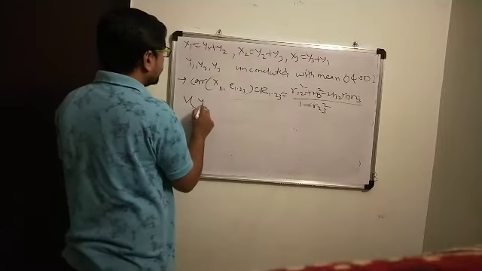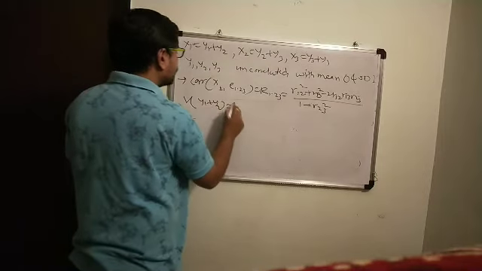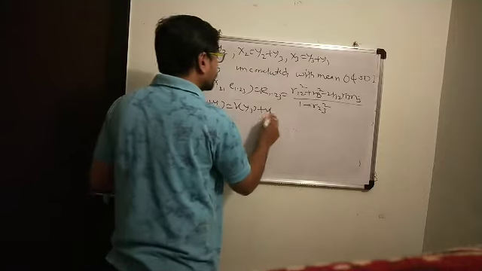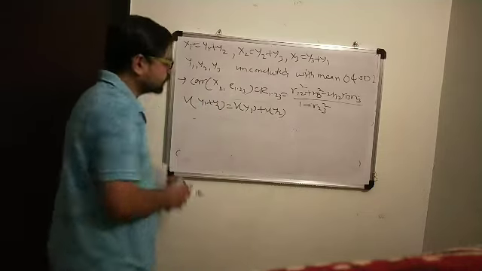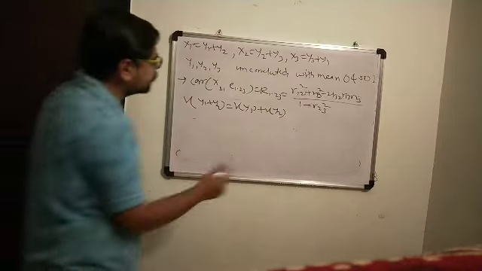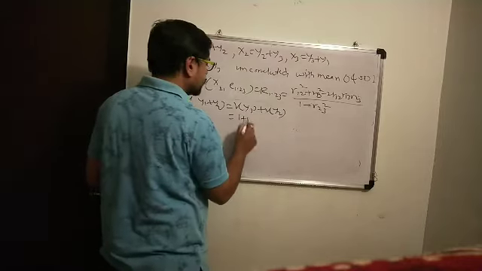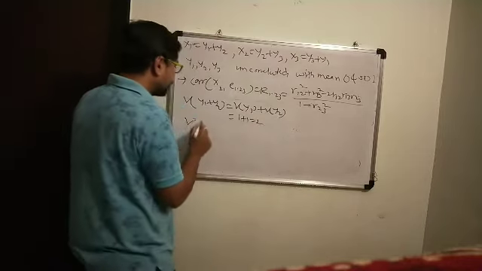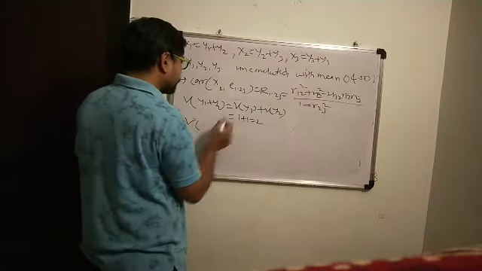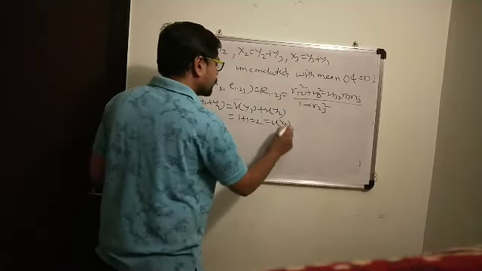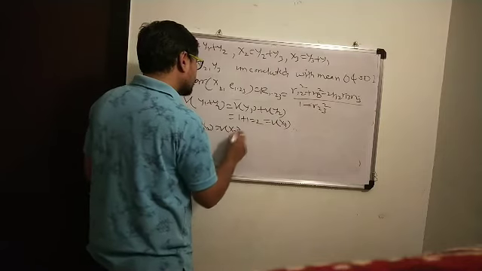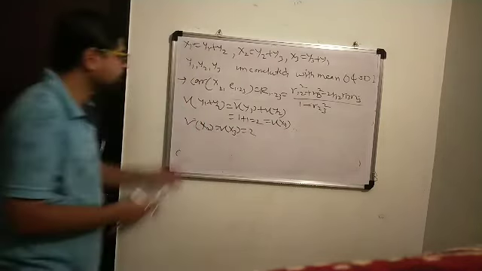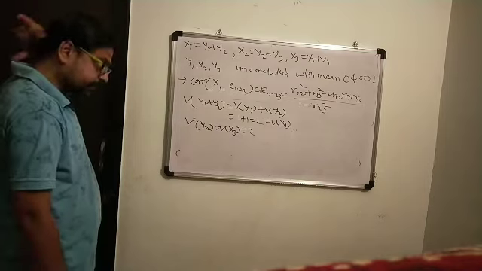Variance of y1 plus y2 is equal to variance of y1 plus variance of y2. And there is no covariance, since y1 and y2 are uncorrelated, so the covariance term is 0. So 1 plus 1, it is 2. Similarly, we can prove variance of x2 and variance of x3 are also 2.